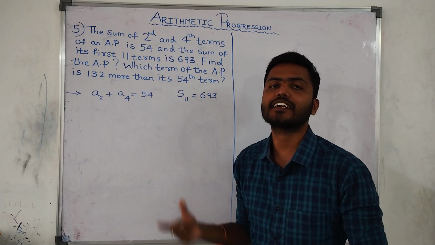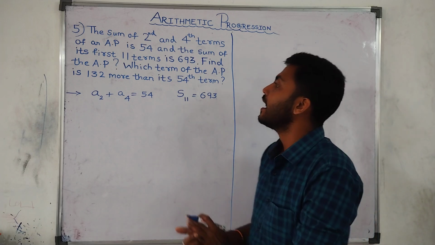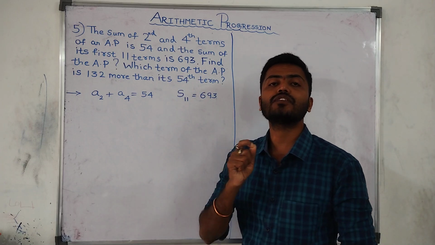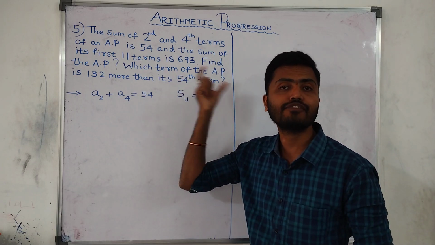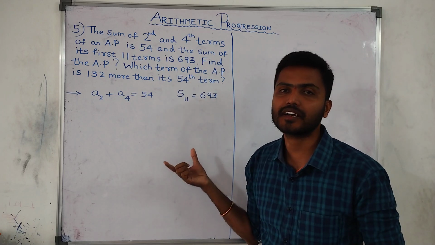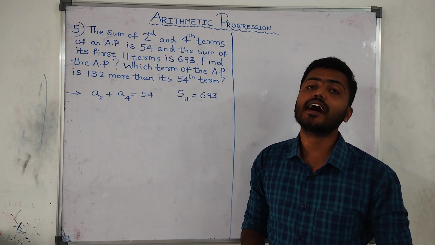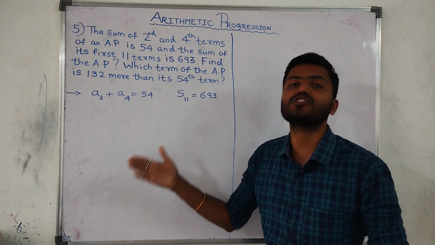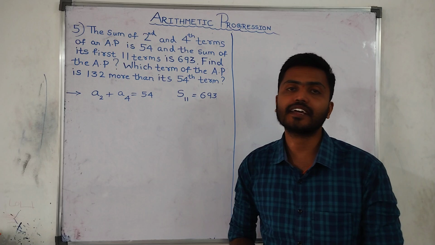ನಾವು ಏನು ಮಾಡಬೇಕಾಗಿದೆ arithmetic progression ಏನಿರುತ್ತೆ ಇದರದ್ದು ಅಂತ ಕಂಡುಹಿಡಿಯಬೇಕಾಗಿದೆ. And which term of the arithmetic progression is 132 more than its 54th term. ಅಂದ್ರೆ ಮೊದಲನೇ ಕ್ವೆಶ್ಚನ್ ಇದರಲ್ಲಿ ಎರಡು ಕ್ವೆಶ್ಚನ್ಸ್ ಇದೆ ಮಕ್ಕಳೇ. ಮೊದಲನೇದಾಗಿ arithmetic progression ಅನ್ನು ಕಂಡುಹಿಡಿಯಬೇಕು. ಹಾಗೆ 54th term ಗಿಂತ 132 ಜಾಸ್ತಿ ಇರುವಂತ ಟರ್ಮ್ ಯಾವುದು ಅನ್ನೋದನ್ನ ಕೂಡ ನಾವಿಲ್ಲಿ ಕಂಡುಹಿಡಿಯಬೇಕಾಗಿದೆ.